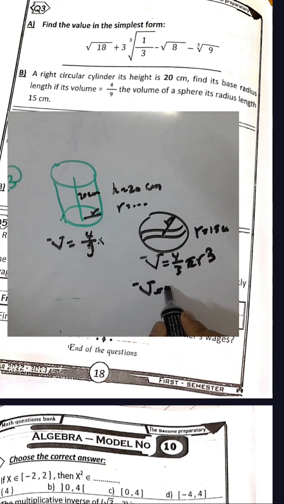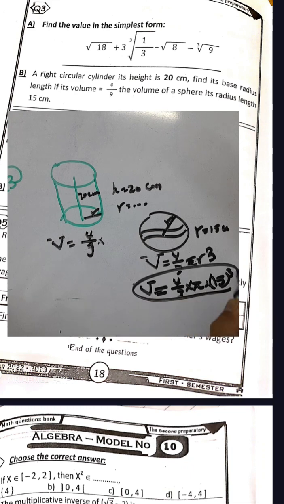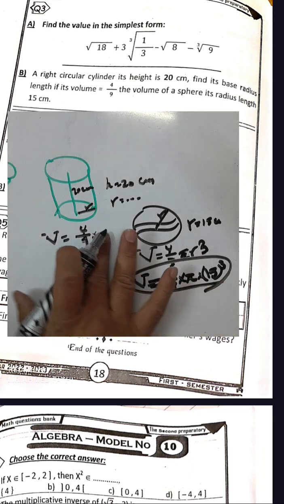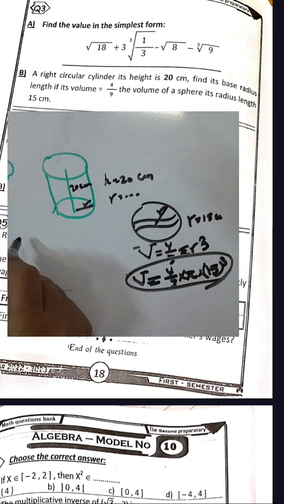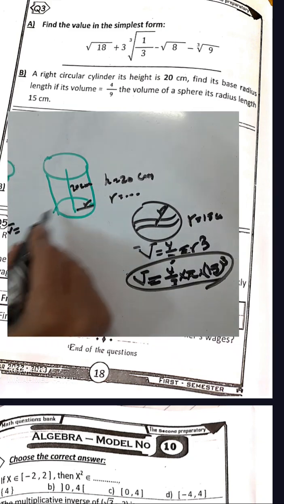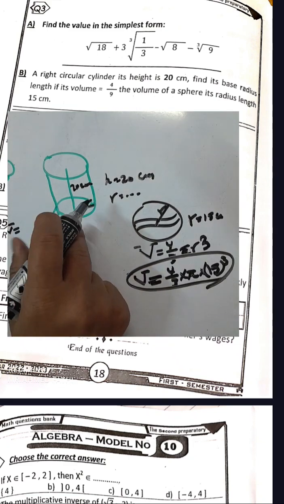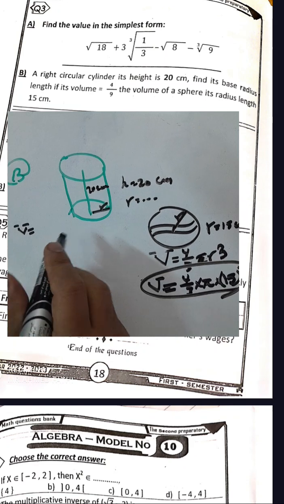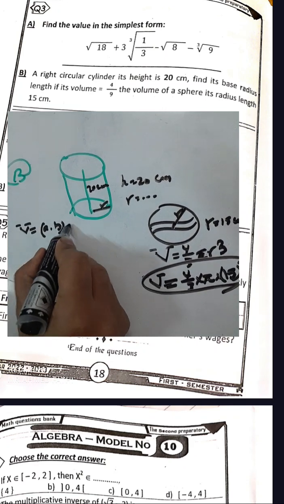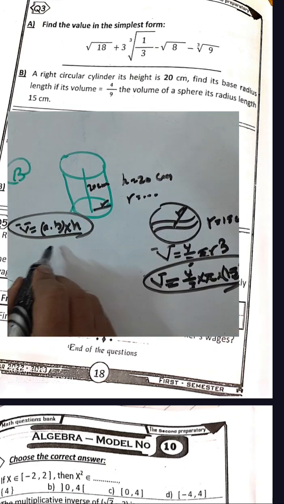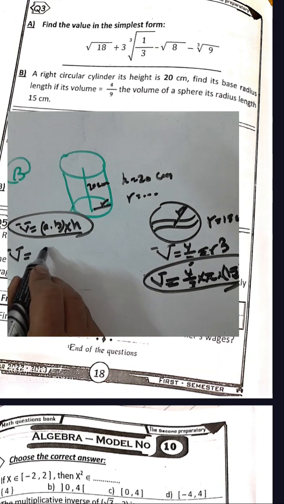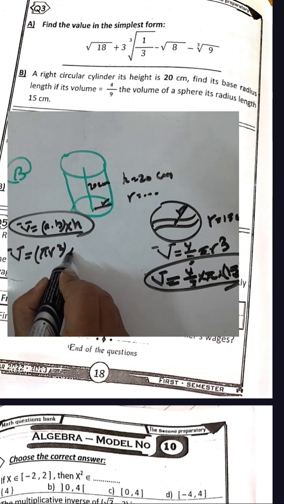Okay, then the volume here will be 4 over 3 times pi times 15 power 3. It's the volume of the sphere. And then we can write that relation. We know the volume of a cylinder equals the area of the base multiplied by height. It's the rule. Okay, the volume equals the area of the base, which will be pi r power 2, multiplied by height.